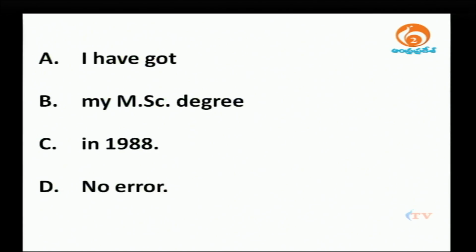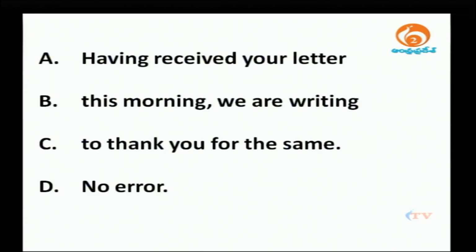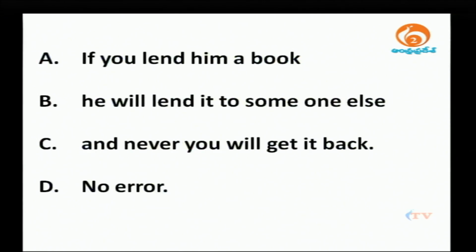Next, I have got my MSc degree in 1988. This is an example, I am not talking about myself here. It should be I got my MSc degree in 1988. Have is not needed. Having received your letter this morning, we are writing to thank you for the same. A perfectly written sentence, no error, no mistake, so you will choose option D. All right. Move on to the next one.